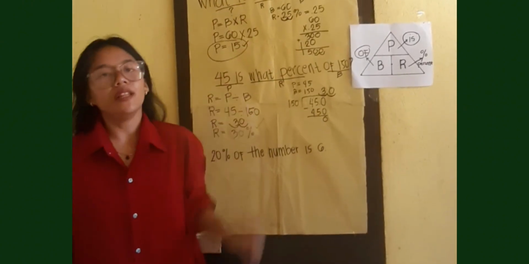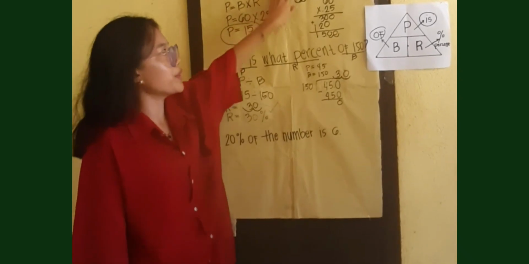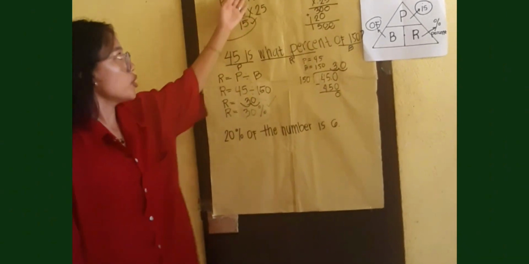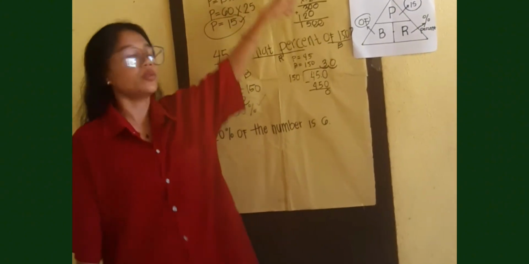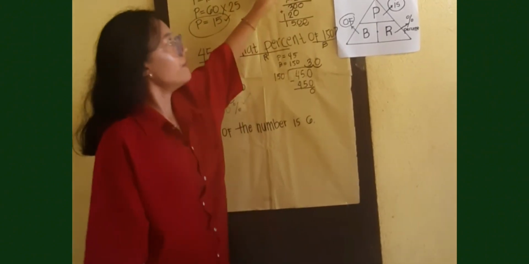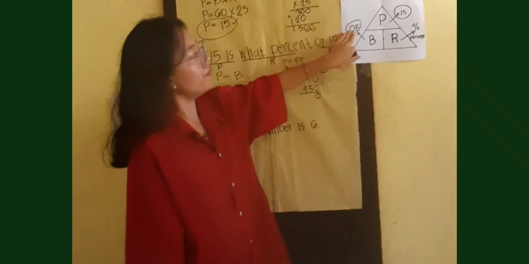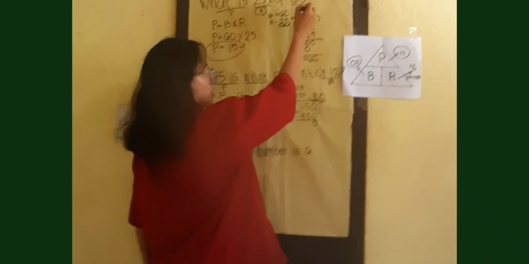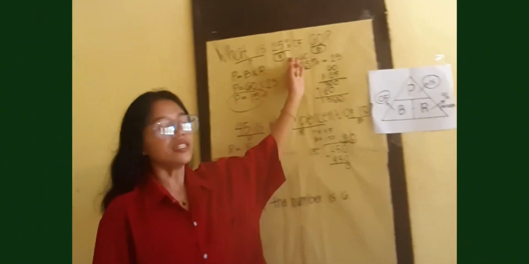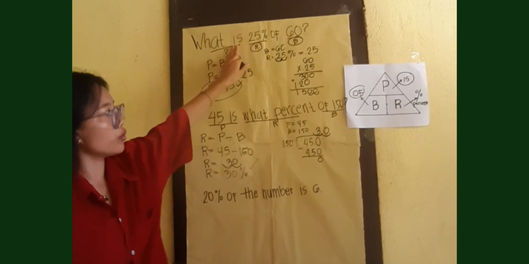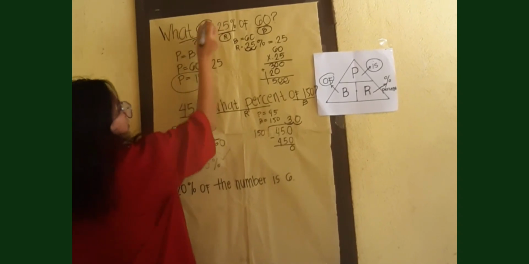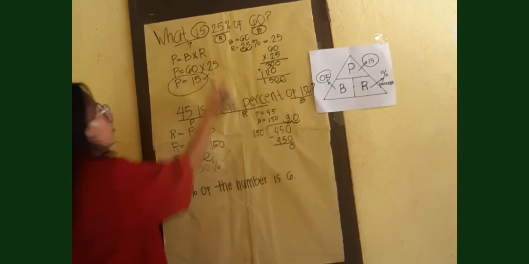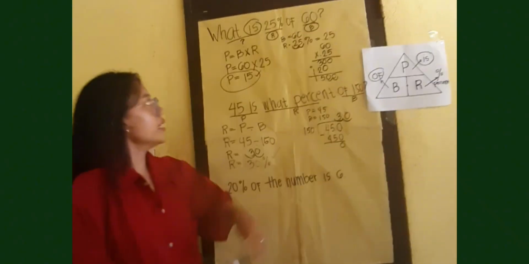Okay, another example is this one. What is 25% of 60? Since 25 here has a percent sign, this will be our rate. And 60 comes after of, and we should always remember that of stands for the base. So this will be our base. And the missing term is what is. So is the percentage. So the missing is the percentage.